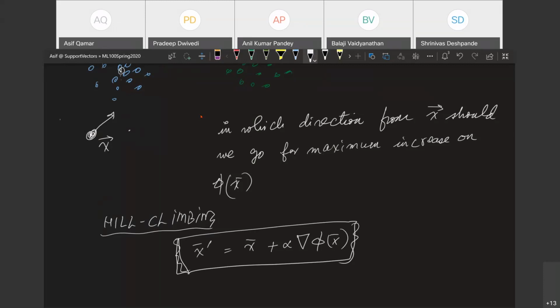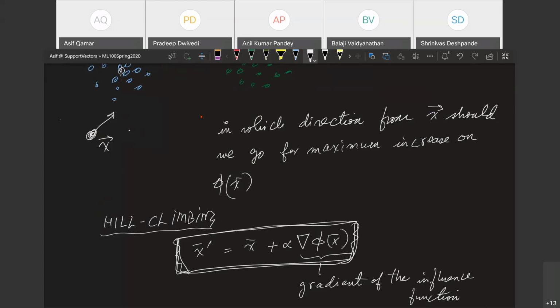This is the gradient of the influence function. So in other words, you take a small step in the direction in which the gradient is the highest, the maximum increase in the influence function. Does this journey make sense, guys? I hope this by now should look very straightforward. Yes, it's clear. Yes, it's fine.